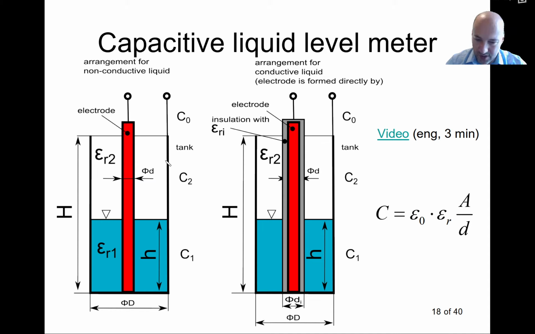So let's start with the case where our liquid is not conductive. That's the one on the left. So I have one electrode in the middle, and I have one electrode as the tank. Of course, in this case the tank needs to be conductive as well. If it is a metallic tank, then I can use it directly. If it is not a metallic tank, if it is not conductive, I need to use two electrodes, and I will need to submerge them both into my liquid.